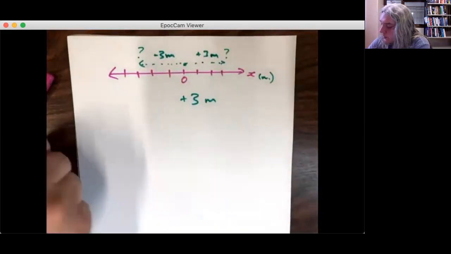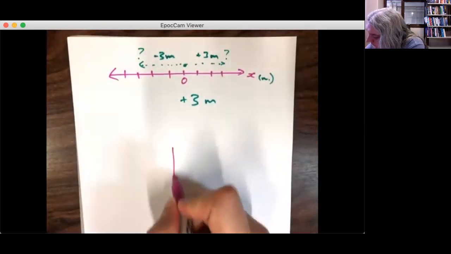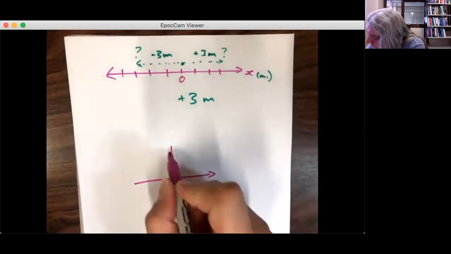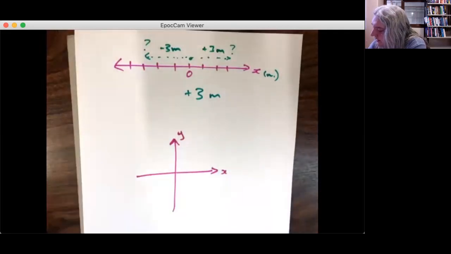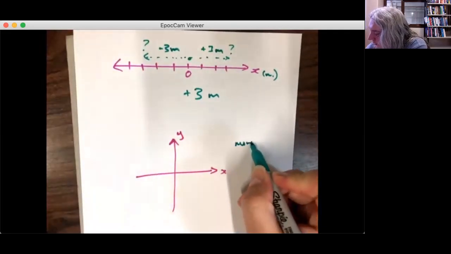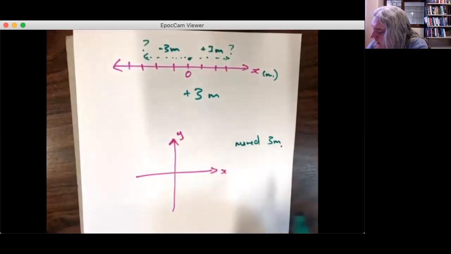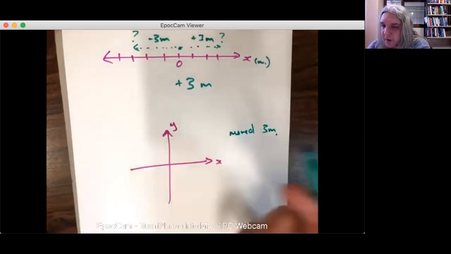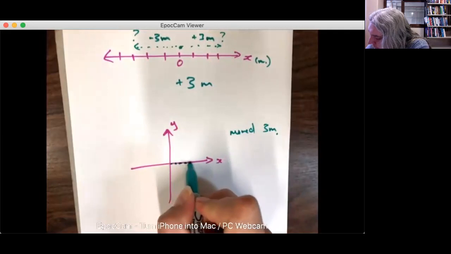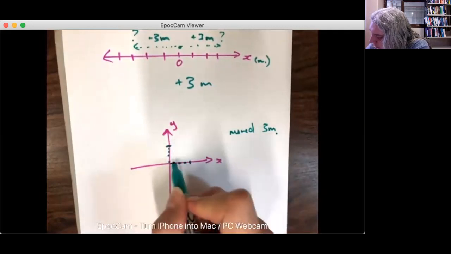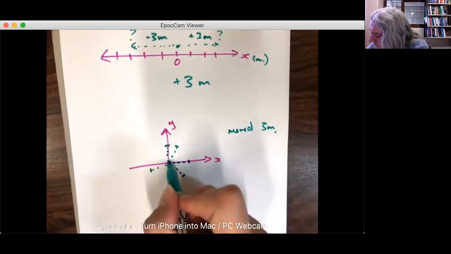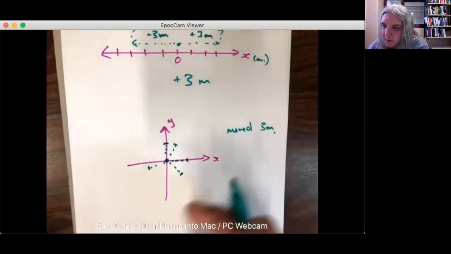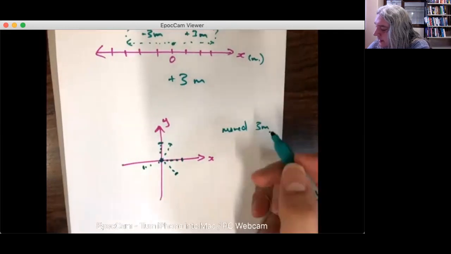Whereas if you've got a 2-dimensional system, Y and X, and I tell you that it's moved 3 meters, well, what does that mean? We have no idea what that means. It could have moved 3 this way, or 3 this way, but it could have moved 3 in any direction. It could be anywhere that's 3 meters away from this origin. So moved 3 meters doesn't actually help.